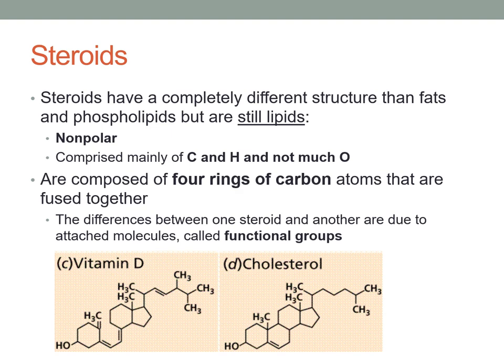And then you mix it up a little bit with some bling. You put slightly different molecules over there, you change a bond over here, and then you can get different types of things. So this is vitamin D, that's its chemical structure. And here we have cholesterol. So they each have these four carbon rings, and then they have special doodads. And that's what makes the difference between one steroid and another steroid. So steroids are super important.